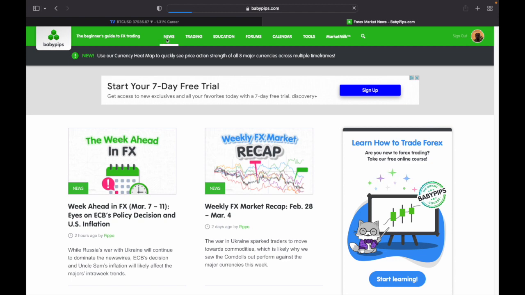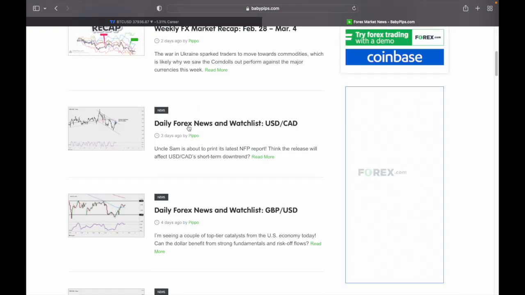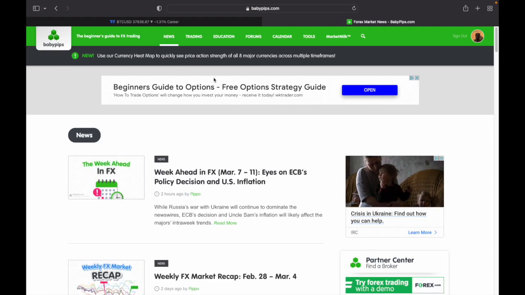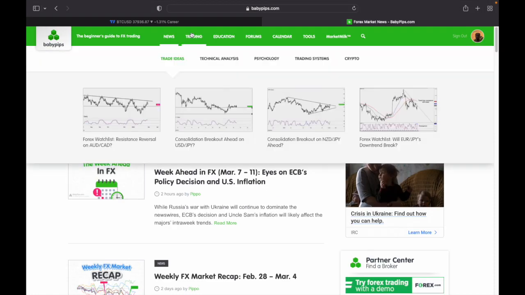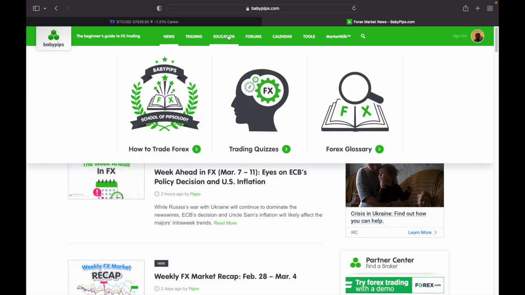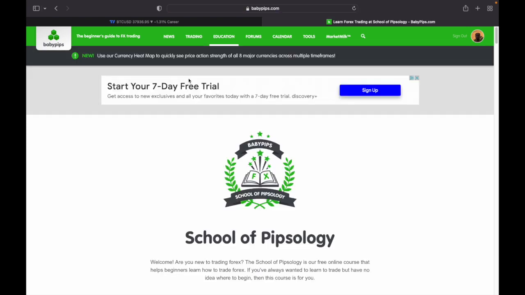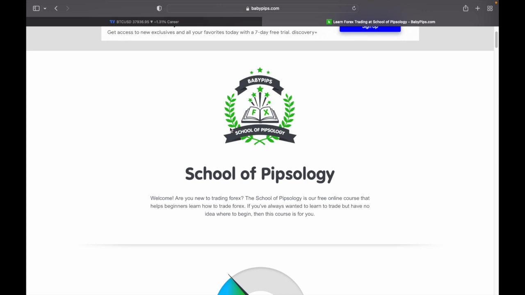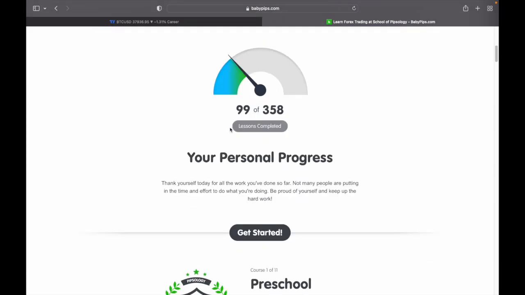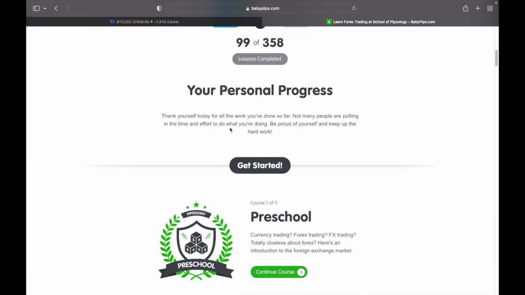It has news so that you can be updated on what's happening with your favorite currency pairs. It has trading charts, different possibilities that are going to happen within the market. But what we're going to focus on is the education and the how to trade Forex section of their website. They have the School of Pipsology, and it has a bunch of different things, and it also tracks your progress, which is super dope.